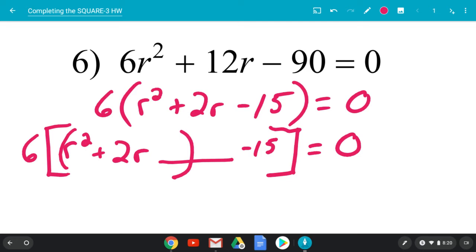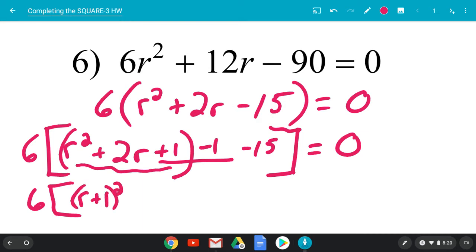Now, what am I going to add and subtract? Well, 2 divided by 2 is 1. 1 squared is 1. So I'm going to add 1 and subtract 1. Everybody doing okay? It's no different. We just have that 6 sitting out there, right? I'm going to go ahead and factor this perfect square trinomial in here, which is r plus 1 quantity squared. I'm going to combine my like terms right there to be minus 16 equals 0. So far, so good? Any problem?